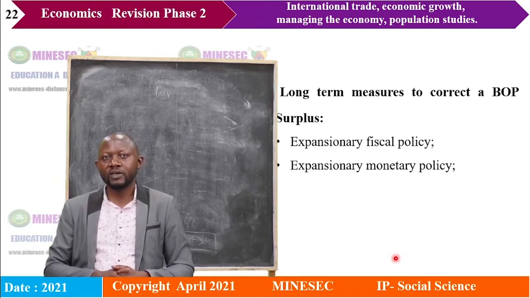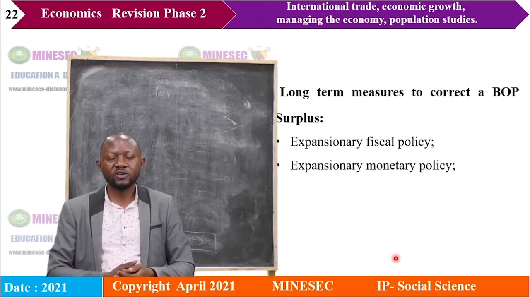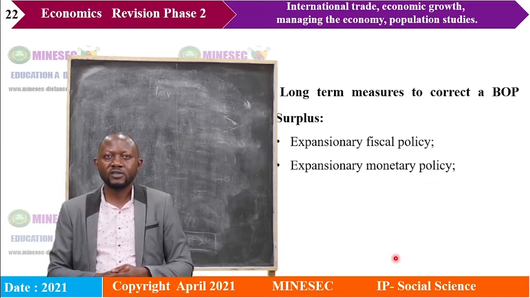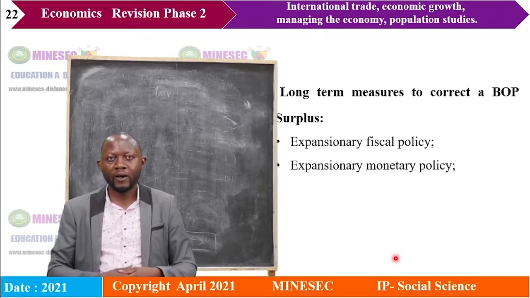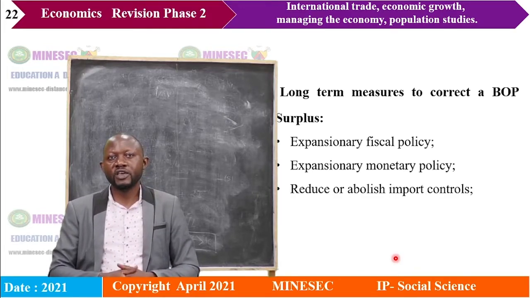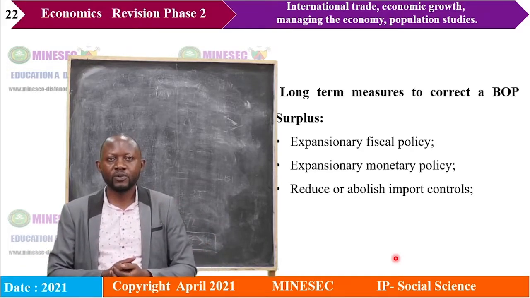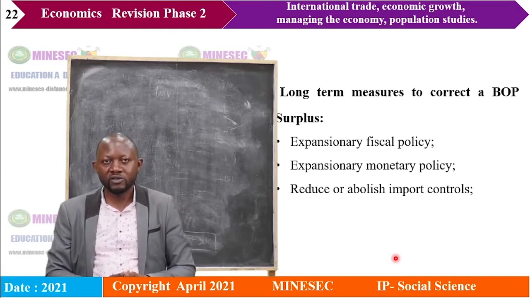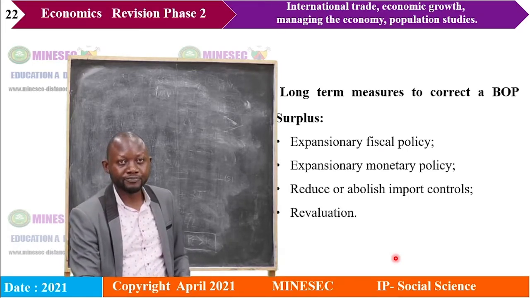Expansionary monetary policy equally will do the same. That is, when the government buys securities in the open market and reduces bank minimum lending rates, all that will lead to an increase in aggregate demand, and that will lead to an increase in importation and more outflow of currency. Next, reduce or abolish import controls. The government abolishes or removes all restrictions on imports. That means more goods are going to enter at cheaper prices, and the country will be encouraged to import more. That will lead to an outflow of currency.